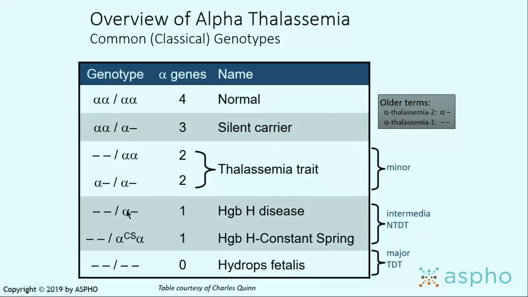And then having 1 functional alpha globin gene is hemoglobin H disease, and then you could inherit a mutated alpha globin for constant spring, which is also something that likes to show up on the boards. It's a slow-moving hemoglobin. It's one of those unstable hemoglobins, and for some reason it is often co-inherited in a mutation with a patient who has alpha globin deletions, and so it's hemoglobin H constant spring. And then, as I mentioned before, no alpha globin genes, no fetal hemoglobin, fatal in utero.